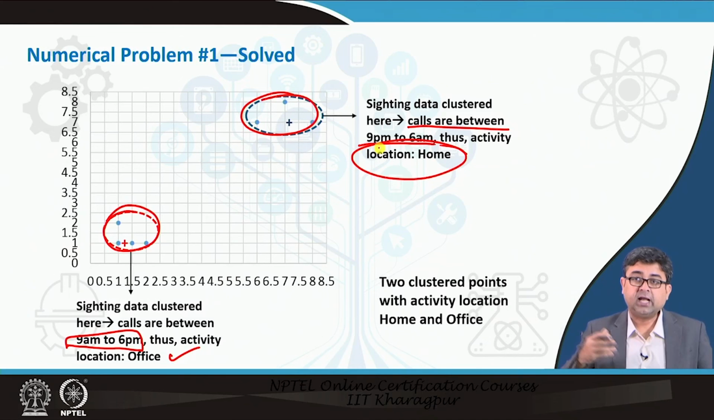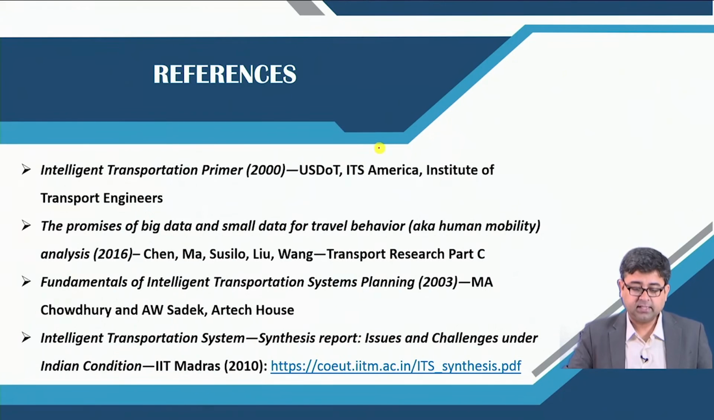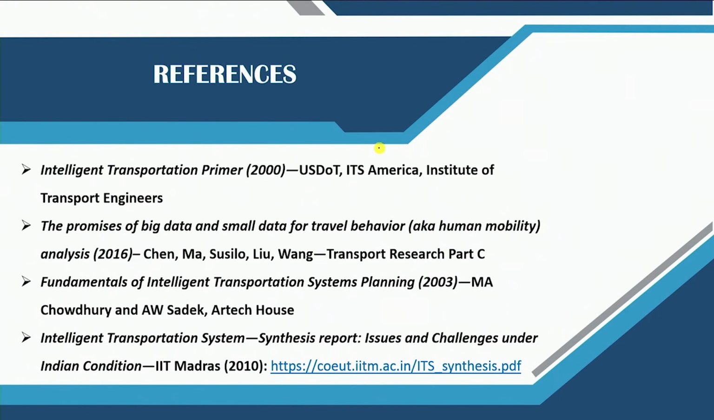So, you get an idea or a feel for how ITS, or how cell phone data, can be used in the transportation arena to find out not only activity, in this case activity locations and activity patterns, but in future we will also tell you how this can be used in calculating travel times and travel speeds. Hopefully, you are getting a feel for all of this.